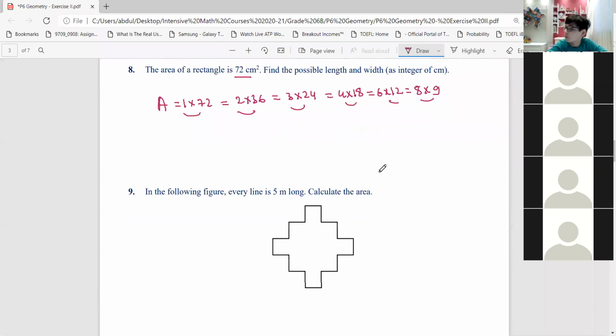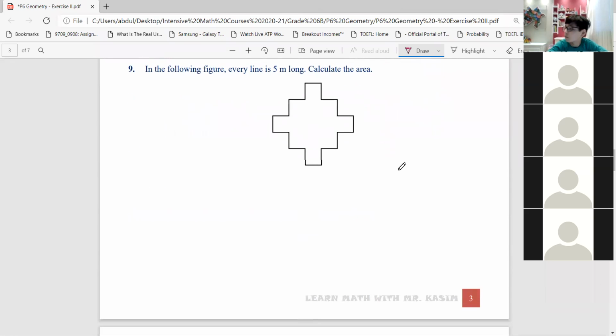All right, question 9. In the following figure, every line is 5 centimeters long. Calculate the area. Okay, guys, 1.5 minutes. Start now.